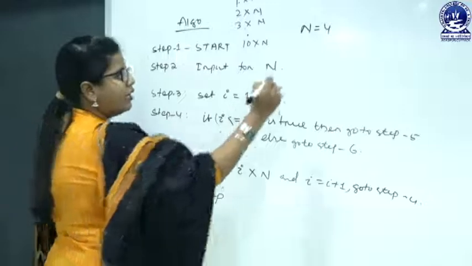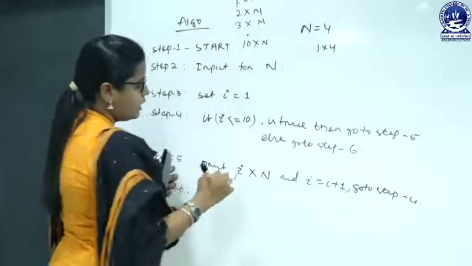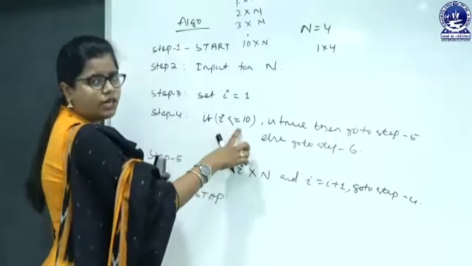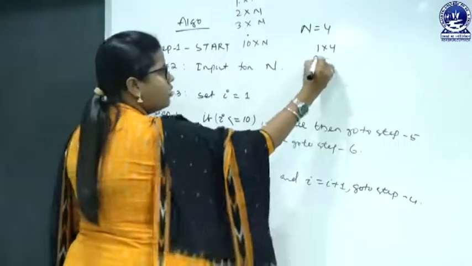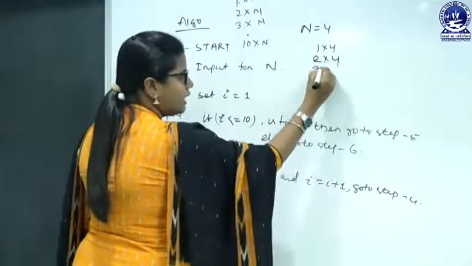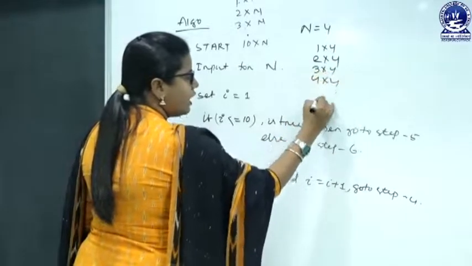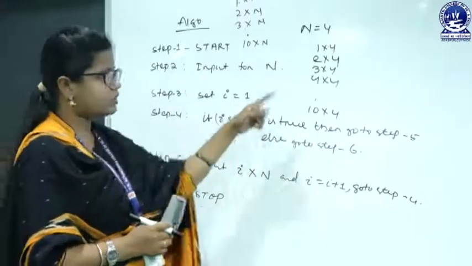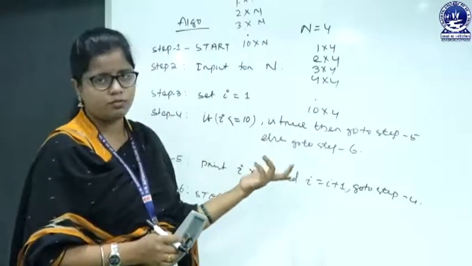What will be printed? 1 into 4. Then I will get modified. I will be 2. 2 less than or equal to 10, true. Then 2 into n, 2 into 4. Then 3 into 4, then 4 into 4, up to 10 into 4. This will get printed. So this is actually the multiplication table of 4.